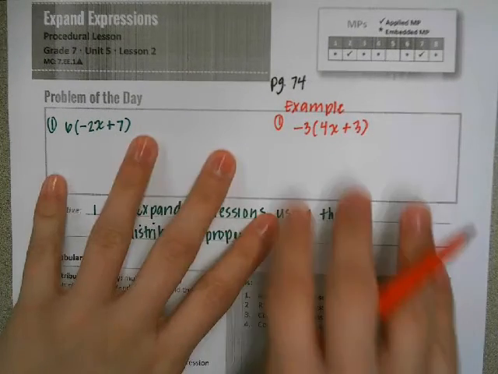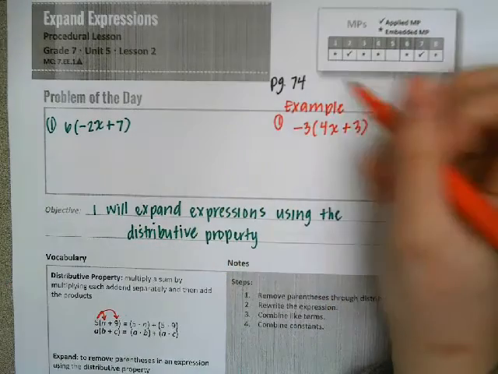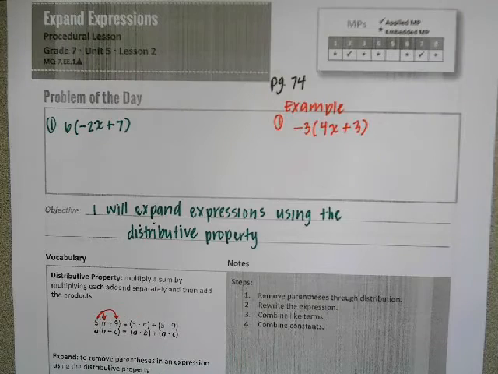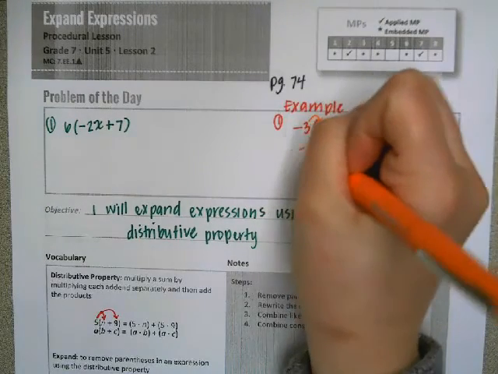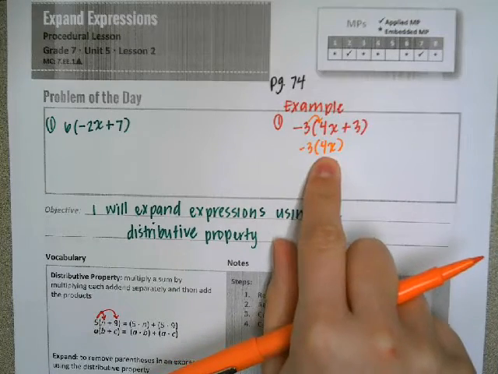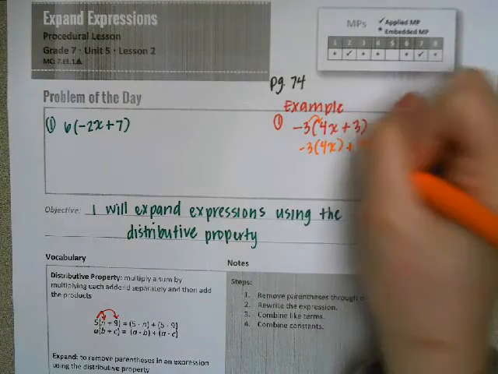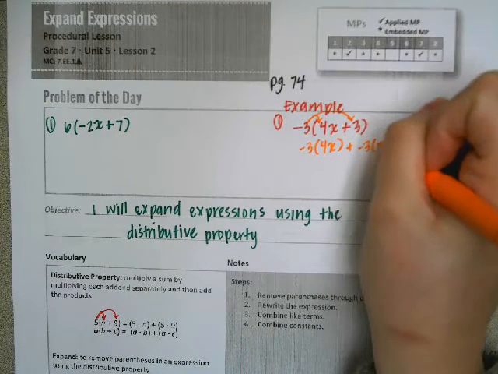So the first example that I'm going to do is negative 3 times 4x plus 3. I'm going to take this 3 on the outside, and I'm going to multiply it by each term inside the parentheses. So I'm going to take negative 3 times 4x. And remember that a number next to parentheses like this just means multiplication. Bring down this plus sign, and 3 times 3, so negative 3 times 3.